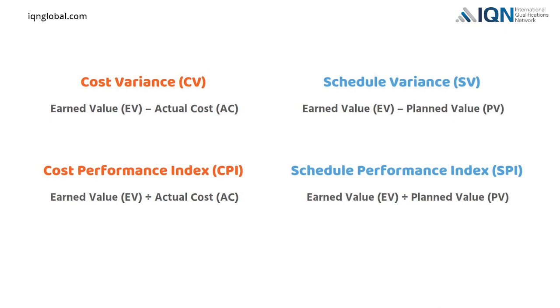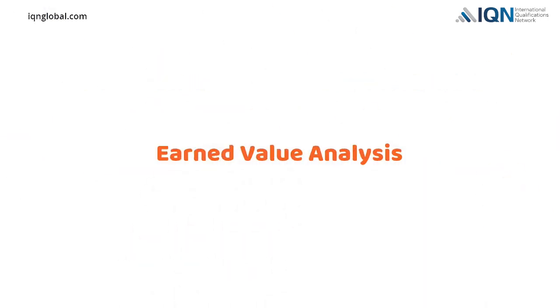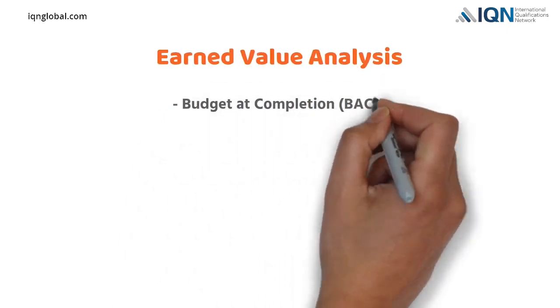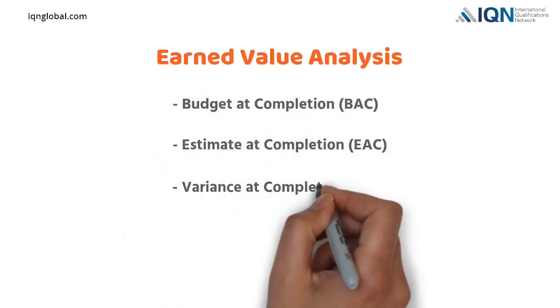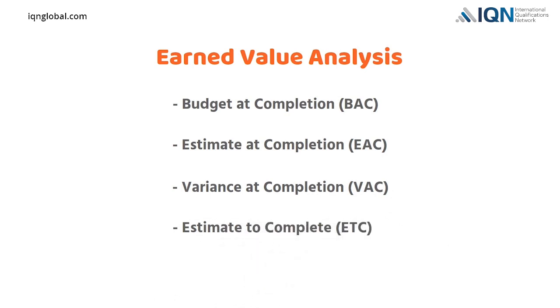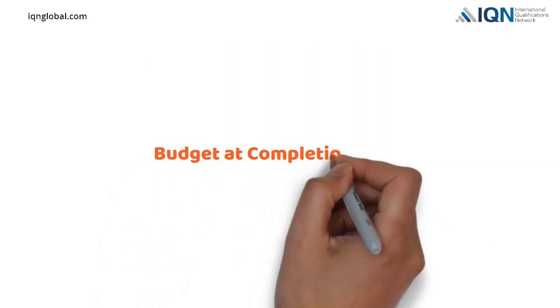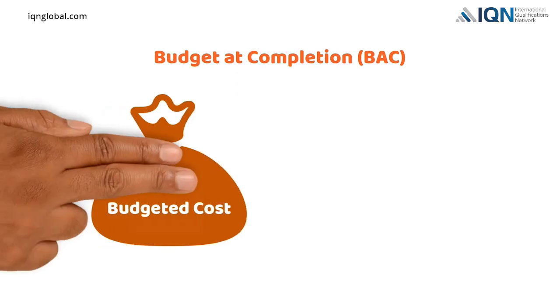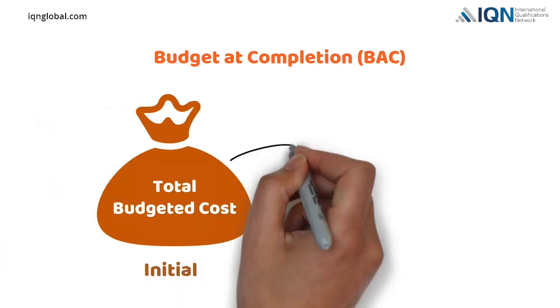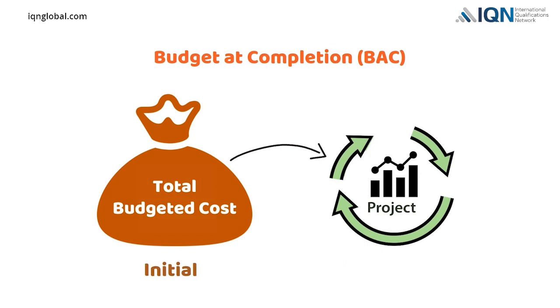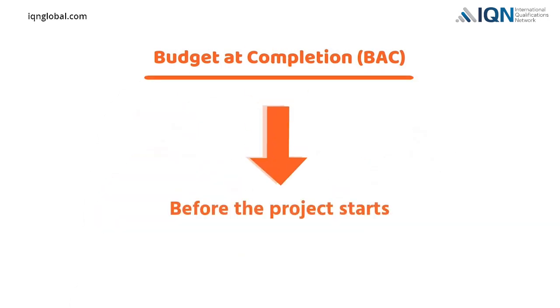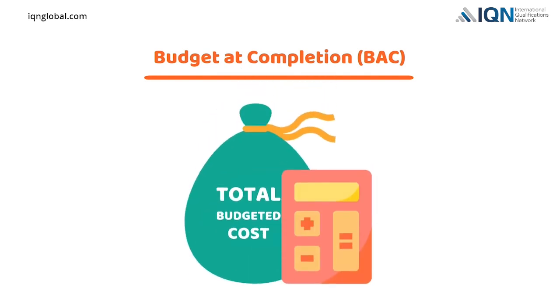Now we are going to explain the final 4 concepts of earned value analysis: BAC, EAC, VAC, and ETC. Budget at completion, BAC, is the total budgeted cost that was initially planned for completing the whole project. BAC is decided before the project starts. Before our project started, we were given the total budgeted cost of $40,000 for the whole project. So, for our project, BAC is $40,000.